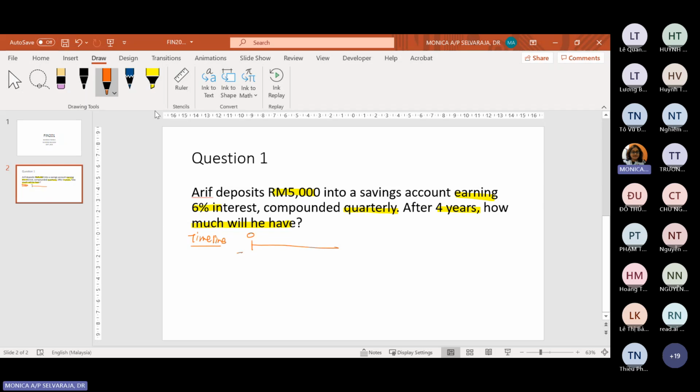So Harib deposited 5,000 in the saving account today. So how much will he have in 4 years? The I is 6% per annum. So the formula that we have to use is the present value times 1 plus I to the power of n. 5,000 times 1 plus 0.06 to the power of 4. 6,312.38.